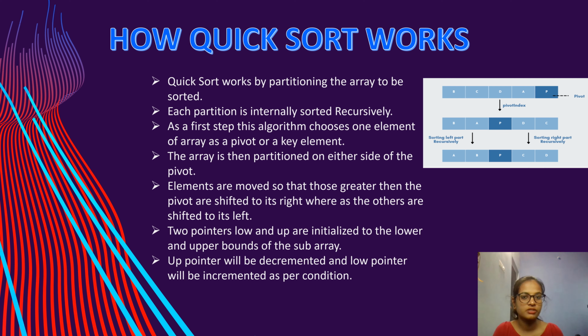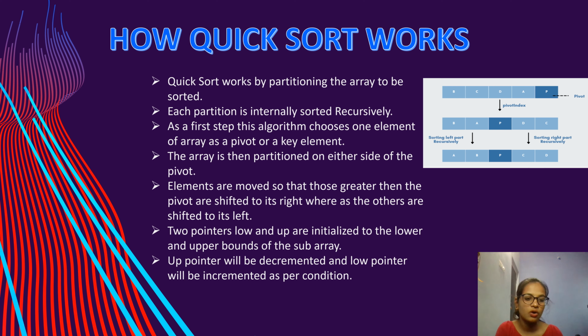Next is how quicksort works. Let us see how it works. Quicksort works by partitioning the array to be sorted. Each partition is internally sorted recursively. As a first step, this algorithm chooses one element of the array as a pivot or a key element. The array is then partitioned on either side of the pivot. Elements are moved so that those greater than the pivot are shifted to its right, whereas those lesser than the pivot are shifted to its left.